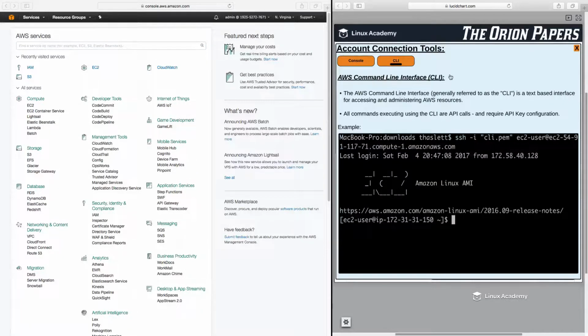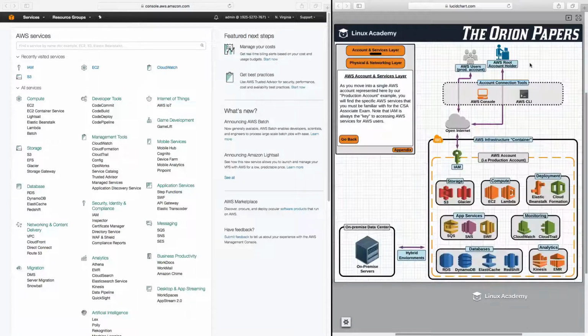Moving over to the CLI, this is the AWS command line interface, and it's generally just referred to as the CLI, as you'll hear me do for the rest of this course. It is a text-based interface for accessing and administering AWS resources. You see here the command line, in which this is a screenshot of me logged into an EC2 instance. All commands executed using the CLI are also API calls, and they also require an API key configuration, and we will go into more detail about that in future lessons. So these are the two main ways that we interface with AWS and manage its services.